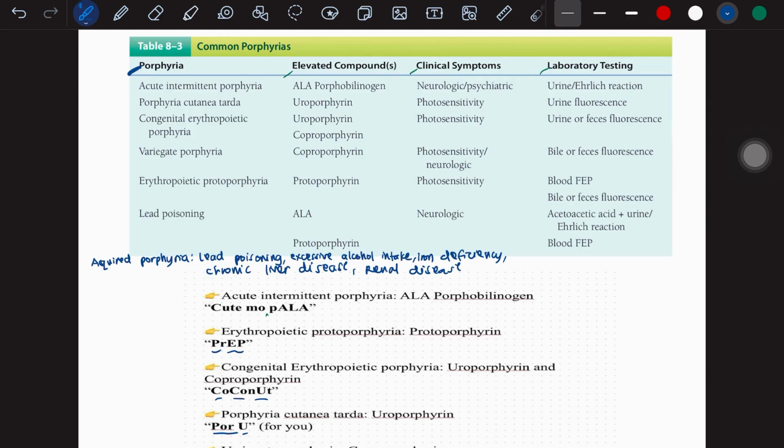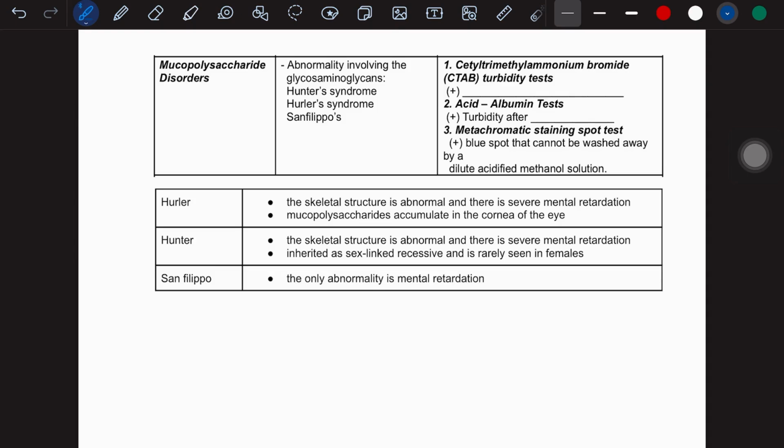So to avoid forgetting, you can use this: cute mo pala, I'll PrEP, coconut, for you, sa var ko. I hope that will help you memorize the elevated compounds in certain porphyrias. Aside from that, please also familiarize the clinical symptoms. It can be photosensitive, neurologic, or psychiatric, or both, because this has also been asked in your board exam. Please also familiarize the laboratory testing. So that's it for our porphyrias.